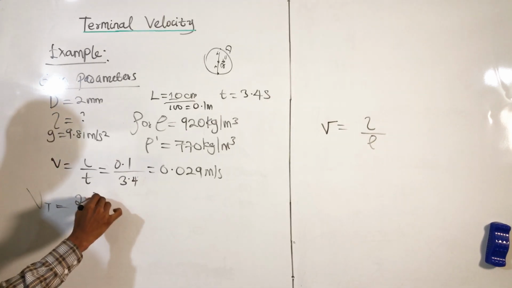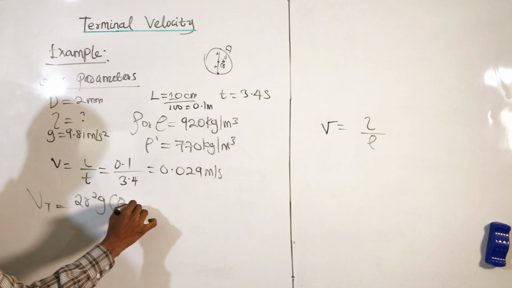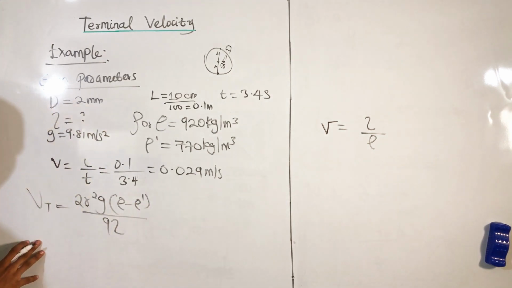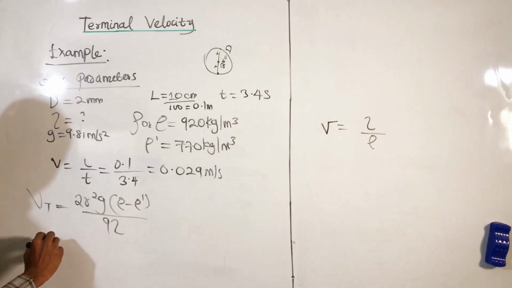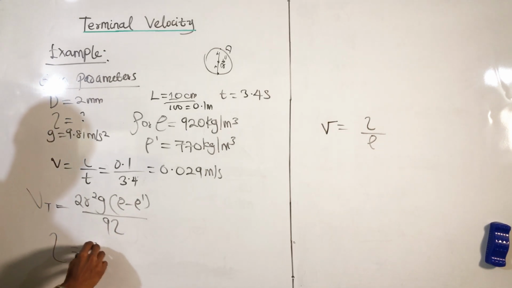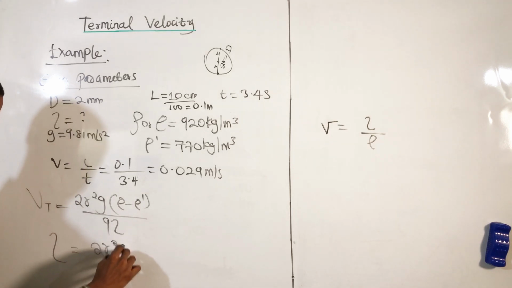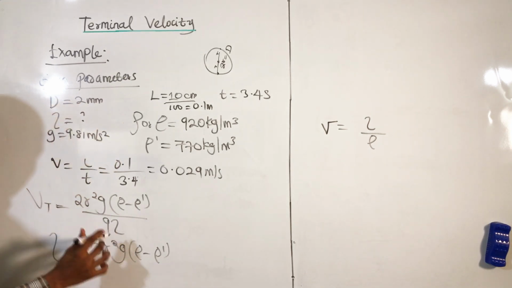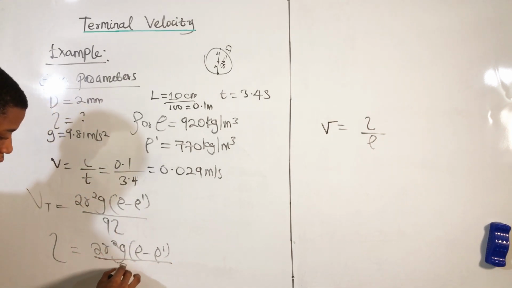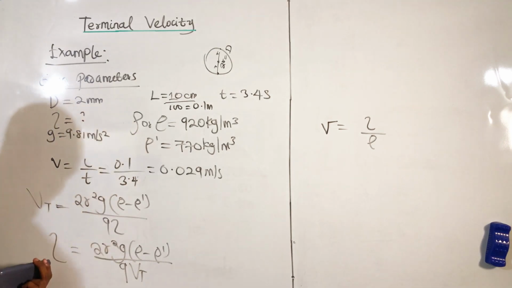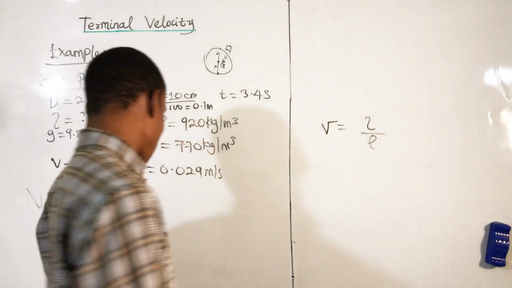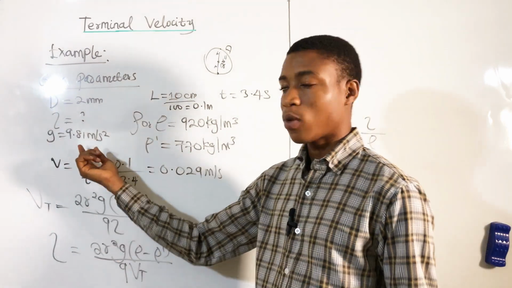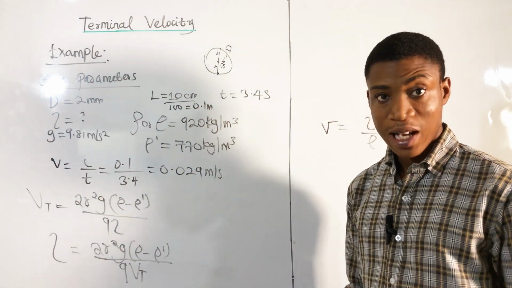Terminal velocity, you know, is given by 2 r squared g (rho minus rho prime) over 9 times the dynamic viscosity. If you make the viscosity the subject of the formula, you have that it is equal to 2 r squared g (rho minus rho prime) over 9 Vt. From here you can understand the concept, and you should know that gravity is always 9.81 meters per second squared, and that's the value we are using.